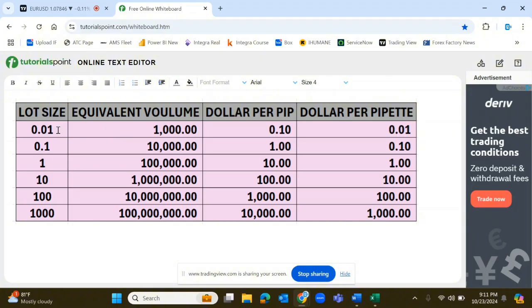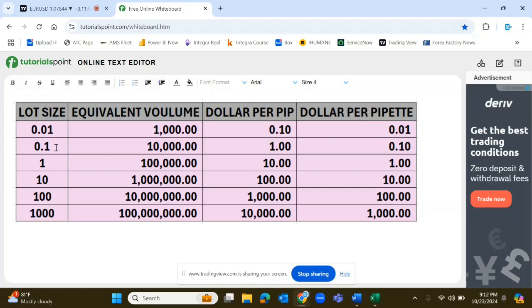For instance, if you pick a lot size of 0.01 while picking a transaction, and the price changes by 1 pip in the market and moves in your favor, then you are going to make a profit of $0.1. And if it moves by 1 pipette with this lot size of 0.01, then you are going to make a profit of $0.01.